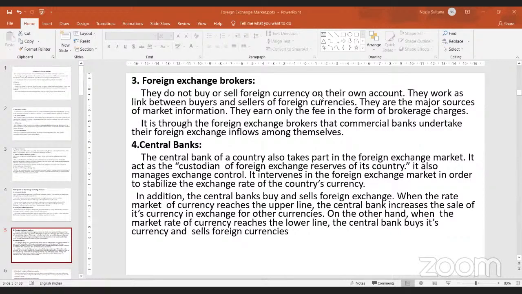Usually what happens is, when the rate of your currency in the market reaches your upper limit, the bank would want to sell its currency in exchange for the other currency. And when your currency's rate is going down in the market, the bank may want to buy its currency and sell the foreign currencies which are there in the market. That is how you would have the central bank of a country. This we'll discuss in detail when we talk about exchange rate determination.